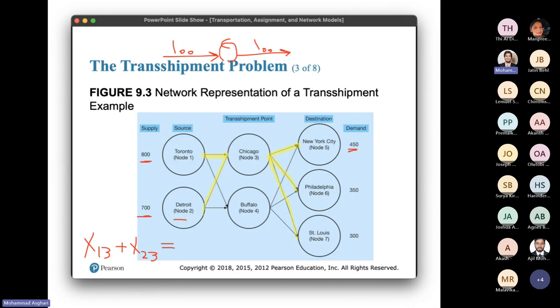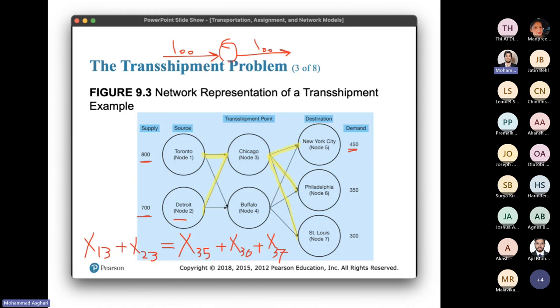Let's move right here. Must be equal to X35, from Chicago to New York, X35, plus X36, from Chicago to Philadelphia, and from Chicago to St. Louis, X37.